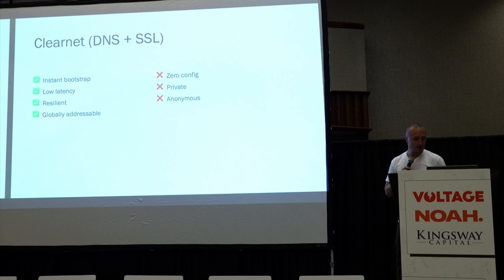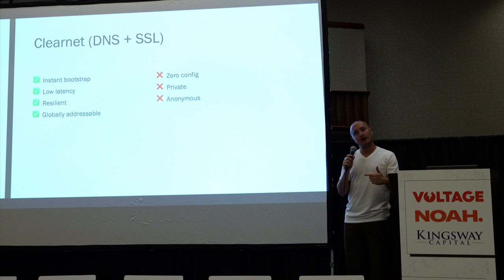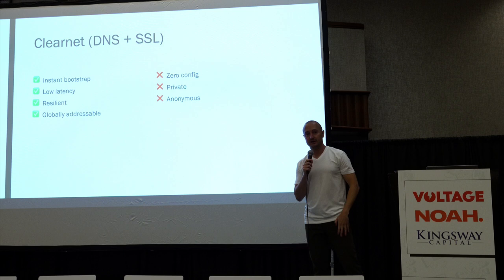All right, here's what's coming. So right now, Tor and LAN is what's available. This is the next stop, ClearNet. ClearNet has a lot of definitions depending on who you are, how you define ClearNet. We define ClearNet as DNS plus SSL, okay? It's what most people think of as the internet. It's .com. It's HTTPS.com. That's clear DNS plus SSL.